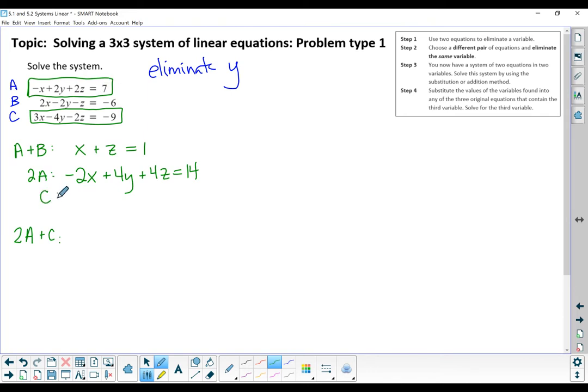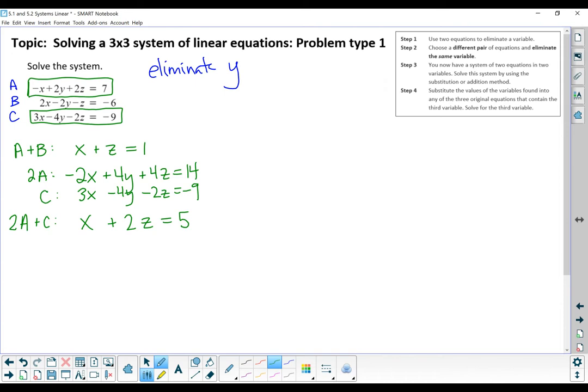And just to make it easier to see what's happening, I'm going to go ahead and write C underneath. So there's 2A and C, and I'm going to add those together now. If I add those together, I get x. Negative 2 plus 3 is 1x. The y's eliminate. My z has a coefficient of 2. And 14 minus 9 is 5.